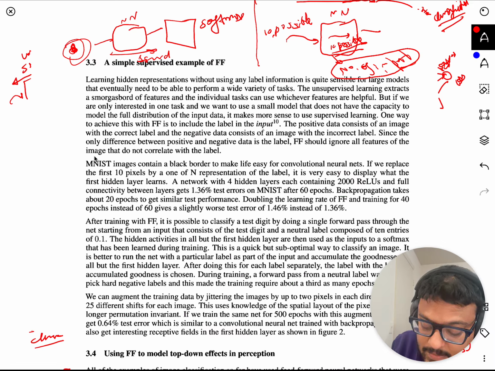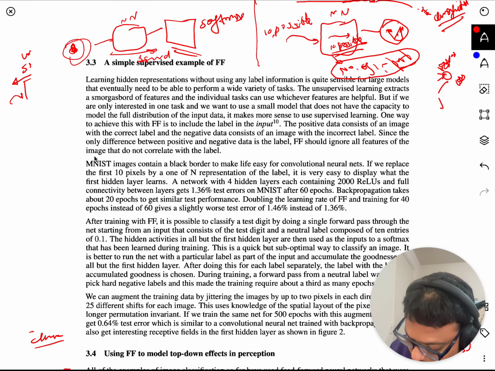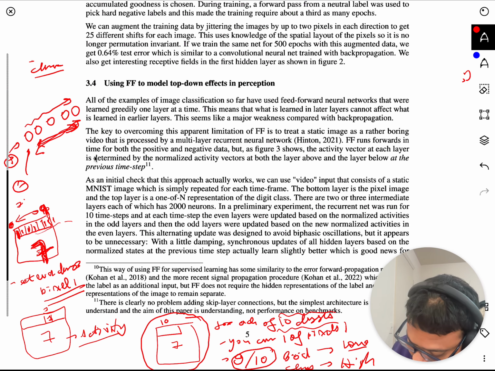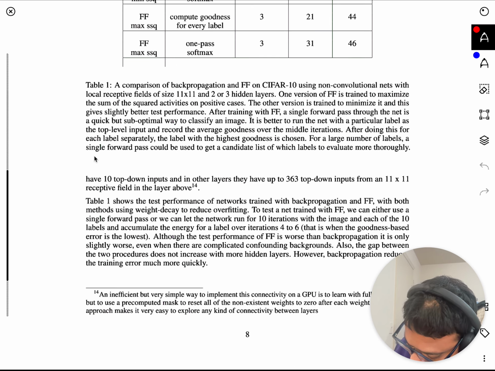But the point is that if you do it this computationally intensive way, you will end up with a higher accuracy as compared to just a softmax baseline. Okay, so let me go to the other part where he has shown the results. So if you see here, this is a comparison of a network trained with backpropagation and forward on CIFAR 10 with a non-convolutional network.